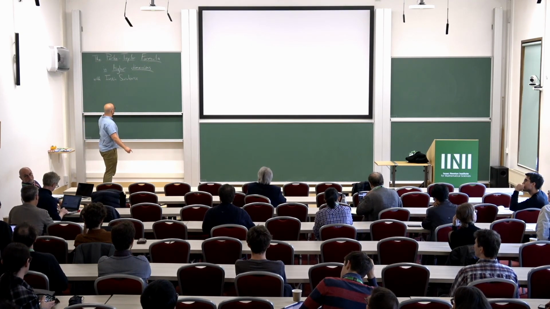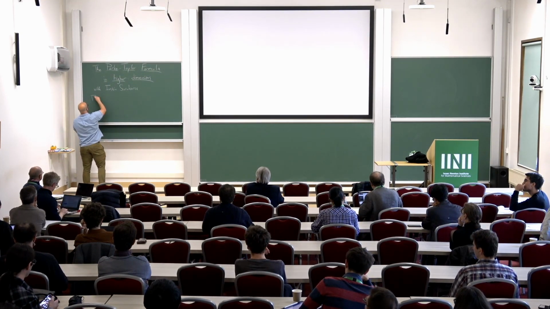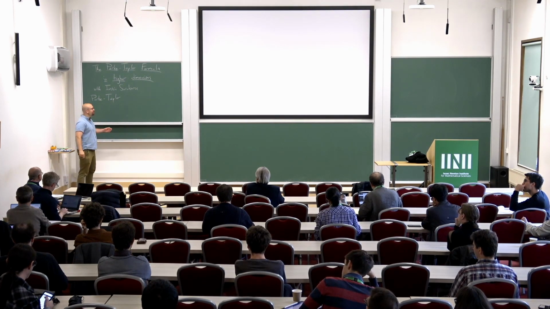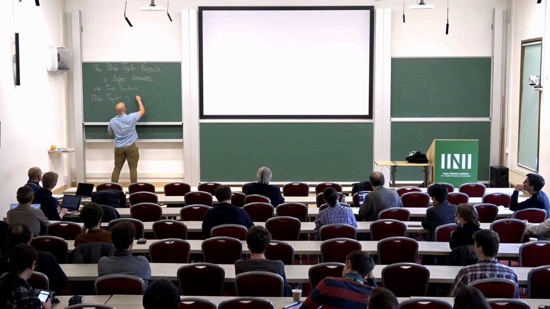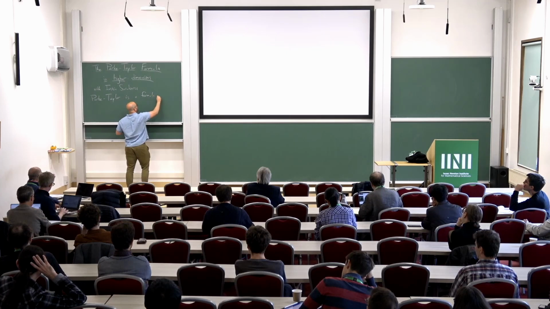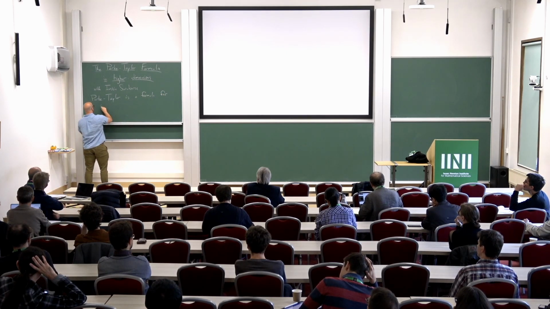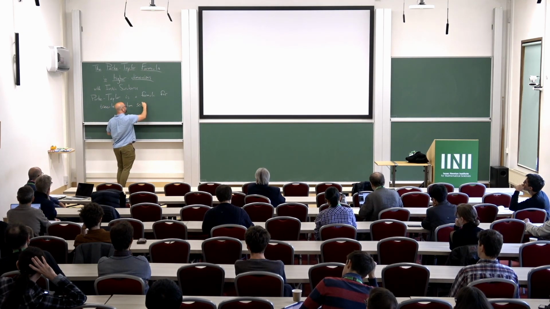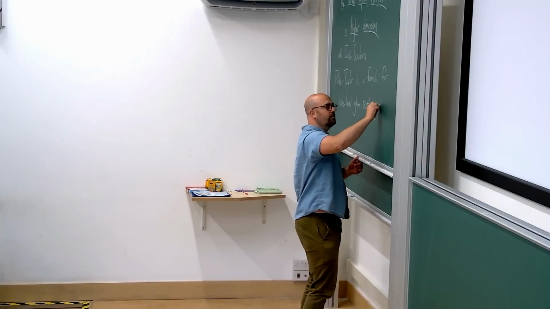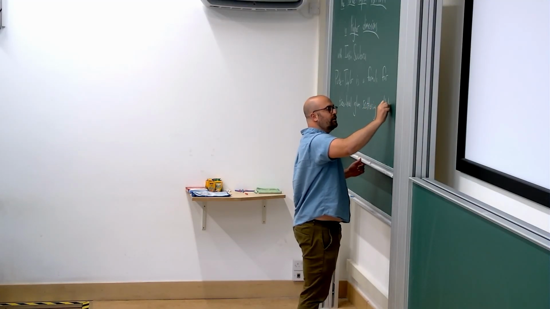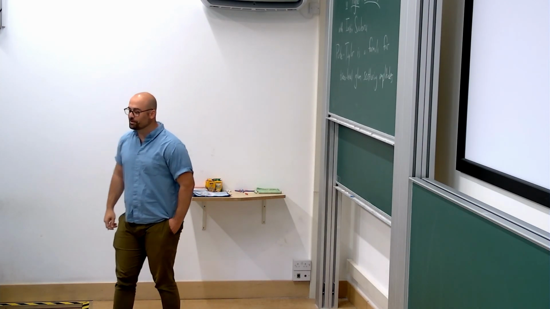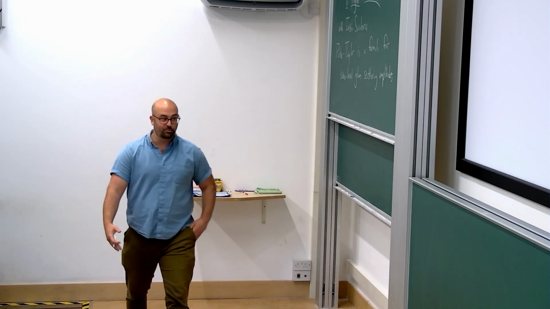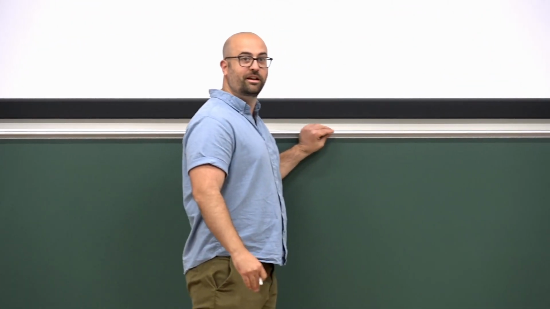So, what is the Parke-Taylor formula? This is a formula that everyone should know, or everyone should have seen at some point. It's a formula for what a physicist would call tree-level gluon scattering amplitudes. And it's not just any formula, it's a very remarkable formula. First I'll try to explain what I mean by a tree-level gluon scattering amplitude, and then I'll try to explain why this formula has a name, why we think of it as being remarkable.